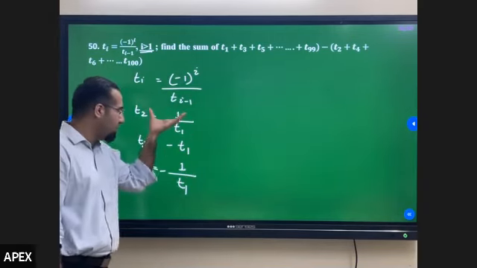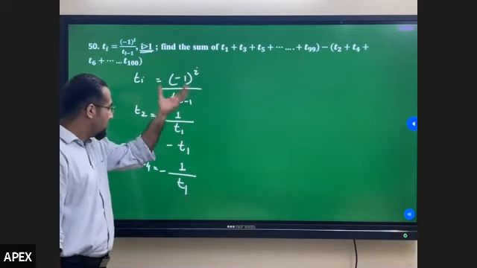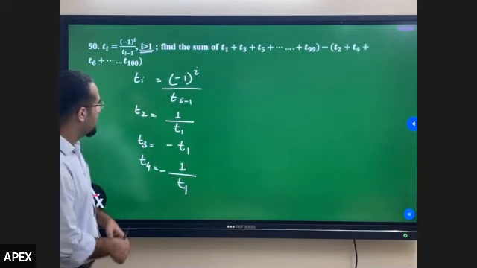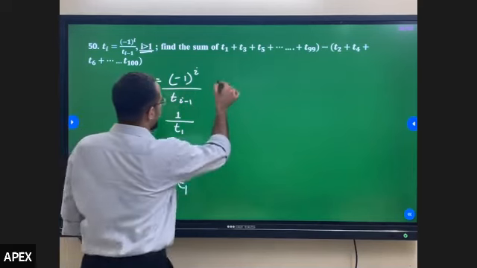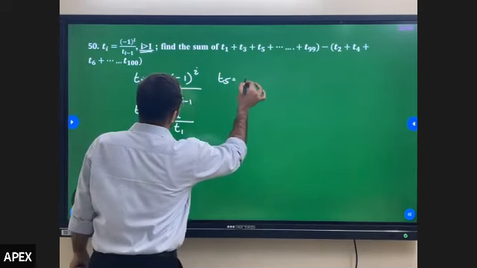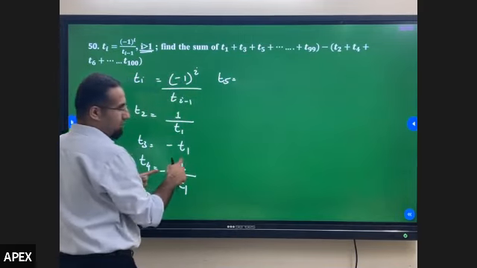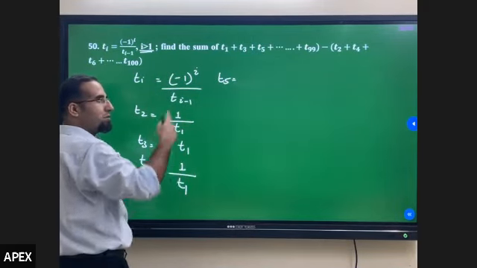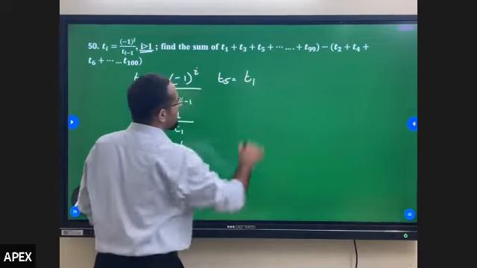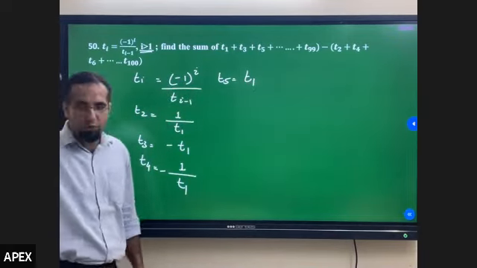T2 plus T4 becomes 0. T1 plus T3 also becomes 0. Let's see, till where am I repeating this trend? What is T of 5? T of 5 is minus 1 by minus 1 by T. Minus minus cancel, so what will you get? T1 will come. So in a way now the series will repeat.